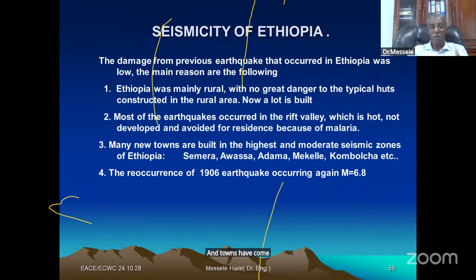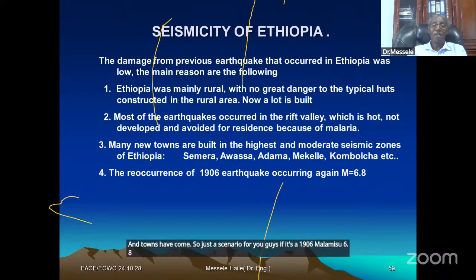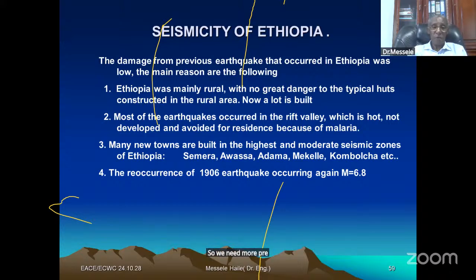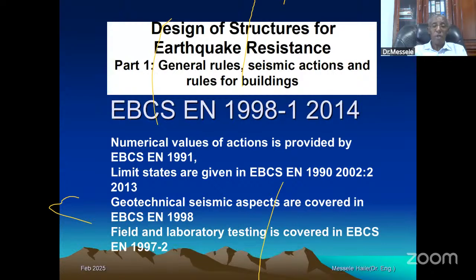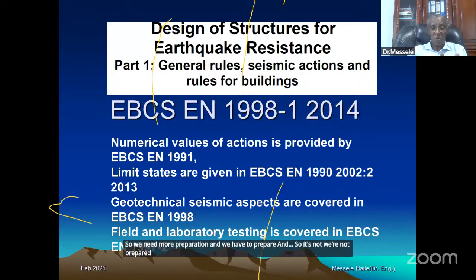So just a scenario for Ethiopia: if the 1906 magnitude 6.8 occurs again, now we have a different picture, not like 100 years ago. So we need more preparation, and we have to prepare. So it's not that we're not prepared. We have a code. I don't want to go into the code. It is uploaded. You can refer to it.